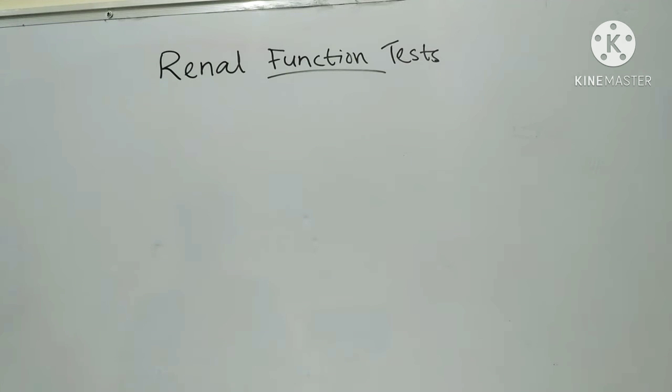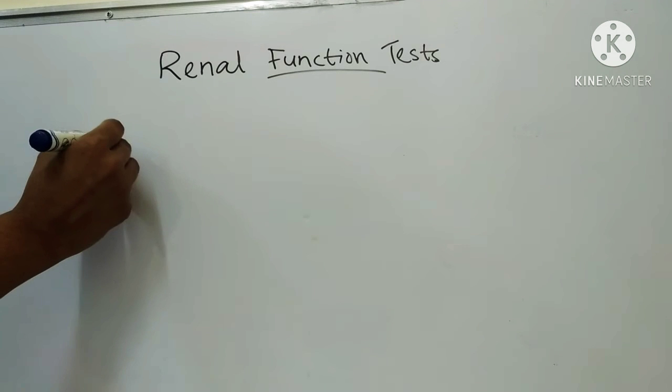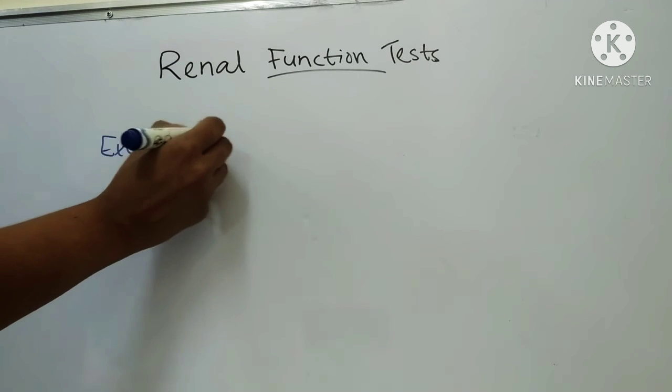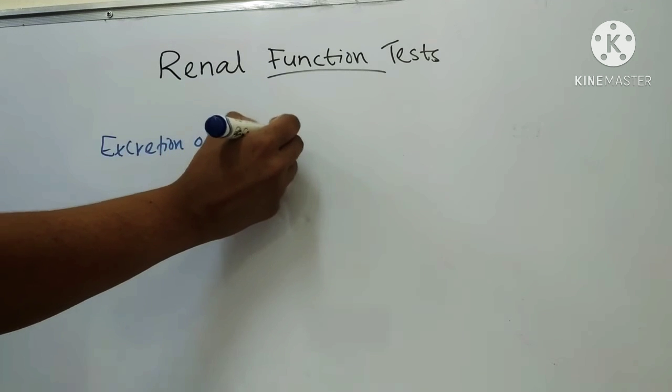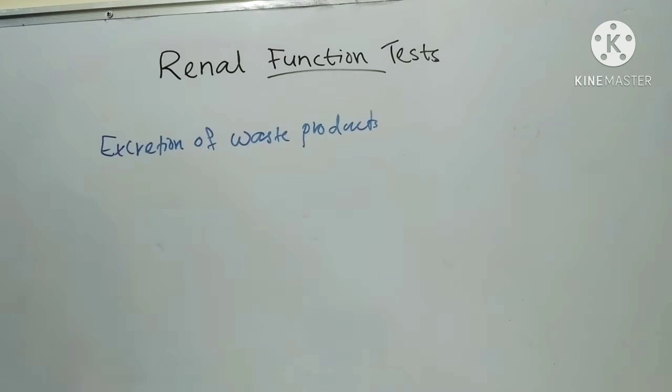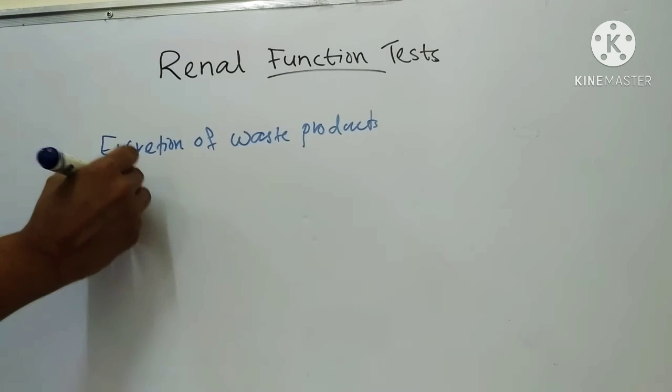Hello everyone. Today we will discuss renal function tests. Kidneys play a vital role in the excretion of waste products and toxins such as urea, creatinine and uric acid. Then regulation of extracellular fluid volume and electrolyte concentrations.